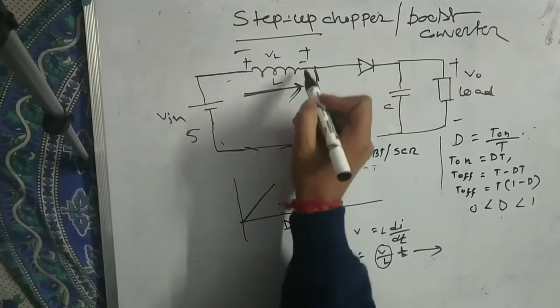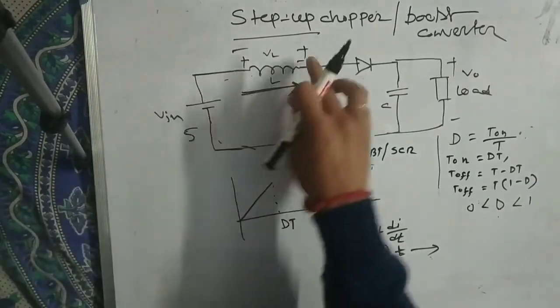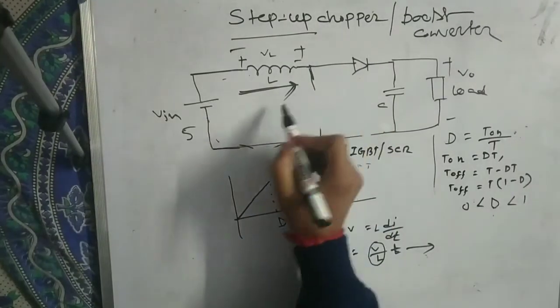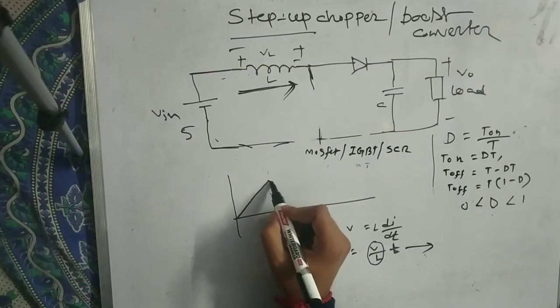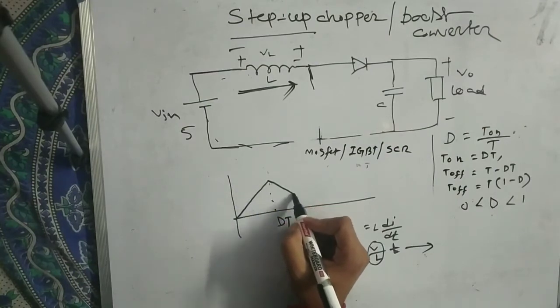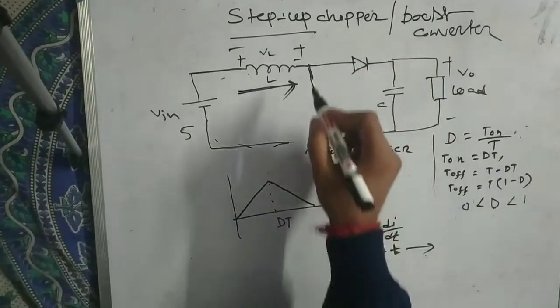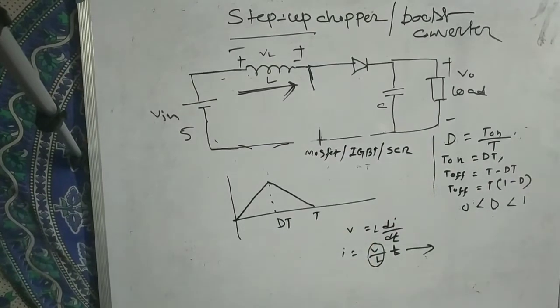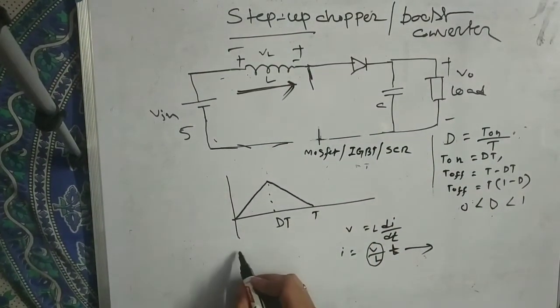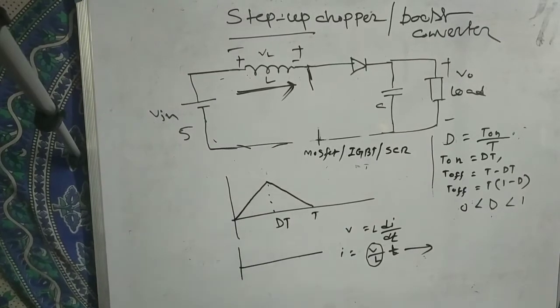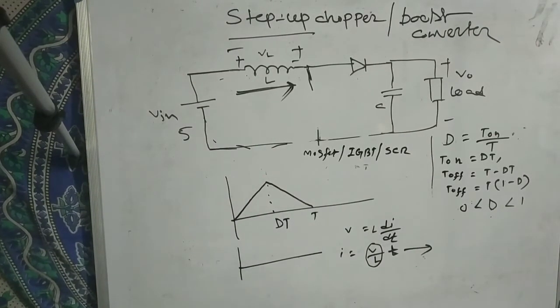How much energy is gained in the positive half cycle when the switch is on? The inductor current will now be decreasing. So at t equal to 0, it may come to 0. Now you can see why we are using volt second balance.